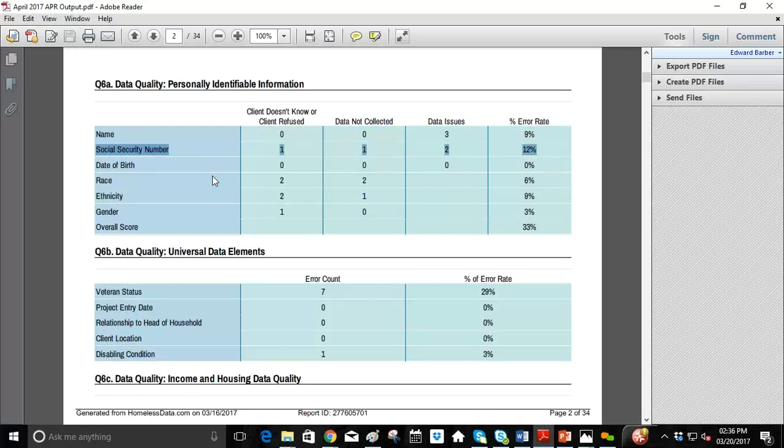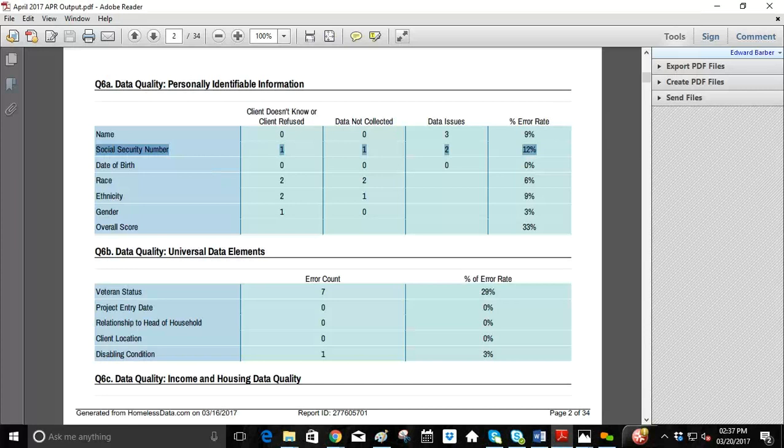So you're saying if it's blank, and what if you say client doesn't know or refused, something like that? Yeah, so for that question, it's Q6A. There are three columns: client doesn't know or refused, data not collected, or data issues. If it's blank, it would be in the data not collected column. But then there's also a percent error rate, and they'll count towards that percent error rate.